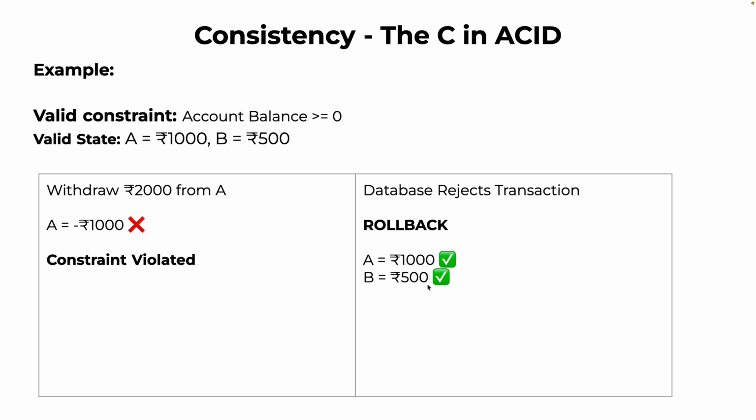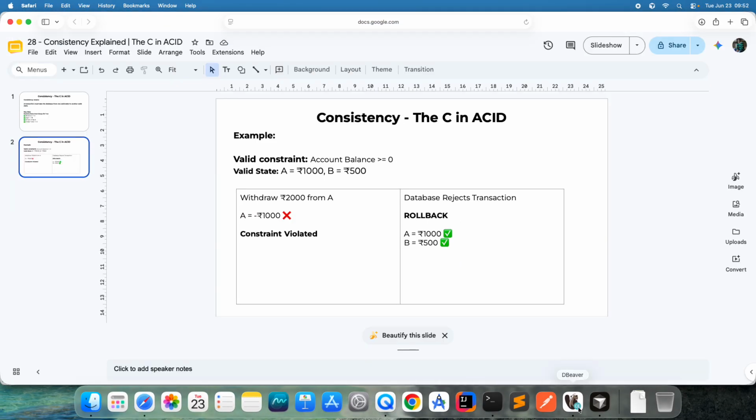When the transaction attempts to break this rule, the database rejects the transaction. The data remains unchanged. This is consistency. Consistency ensures that all the rules, constraints, relationships, and validations are true before and after the transaction. Consistency makes sure that it does not allow us to store invalid data. This is the core idea behind consistency. Let me show you this with an example.